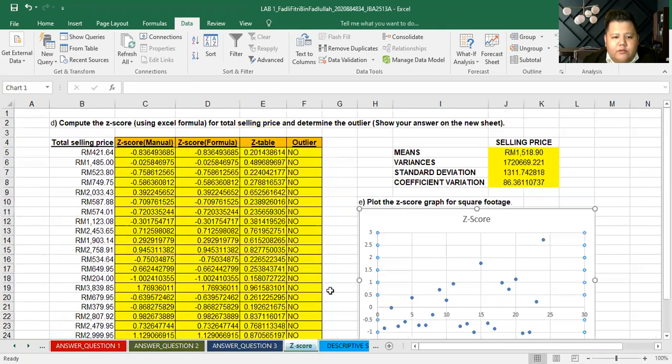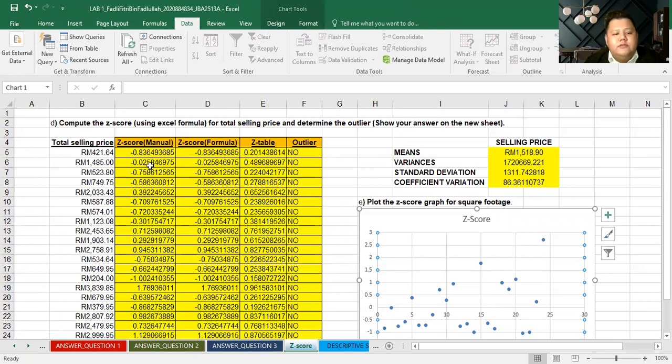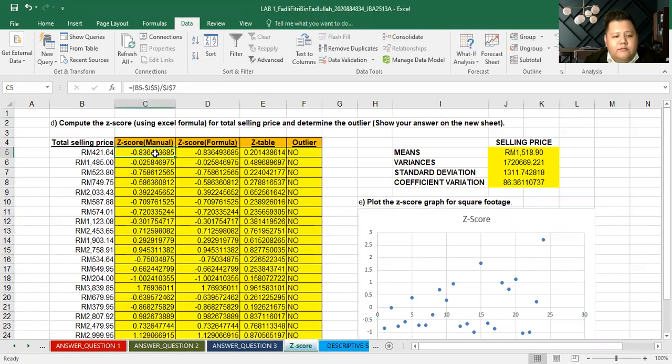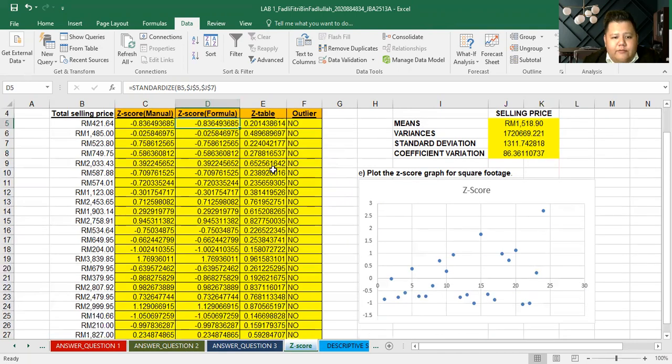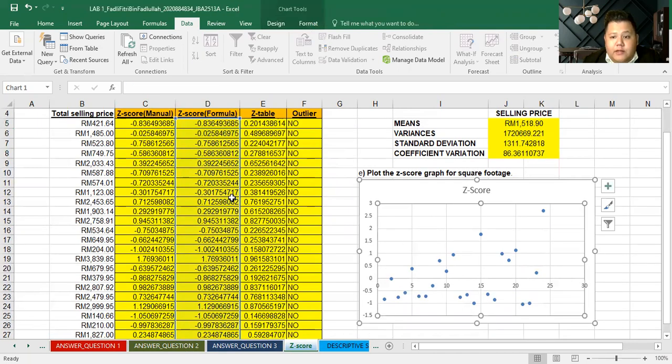Next, we go to the Z-score. I use this formula for the manual Z-score: the first data minus the mean, over the standard deviation. For the Z-score formula, I also use the STANDARDIZE function, in which, in the brackets, I include the first data, the mean, and the standard deviation. Next, I'm plotting the graph with the Z-score formula data.